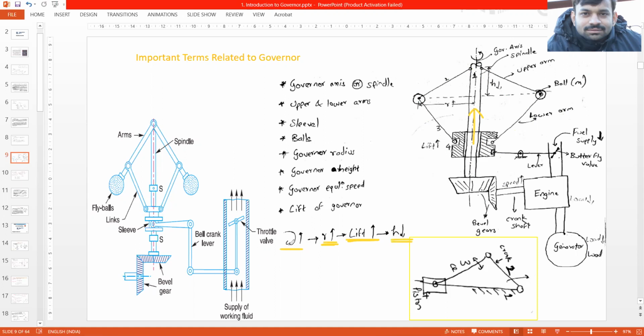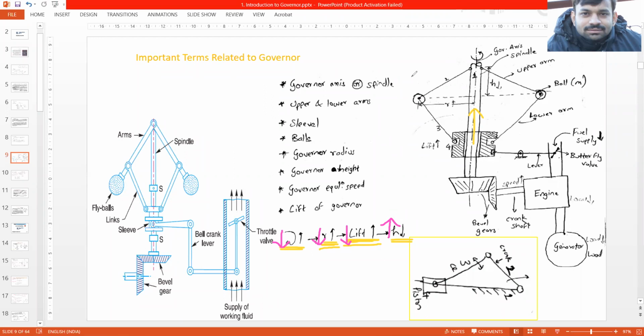Okay, again, if the speed of the engine increases, the radius of the governor will increase, there will be more lift, the spindle will lift upward, hence the height will reduce. Well, opposite to this, if the speed of the engine decreases, the radius of the governor would decrease, right? Lift of the sleeve will reduce and height of the governor will increase. Okay.